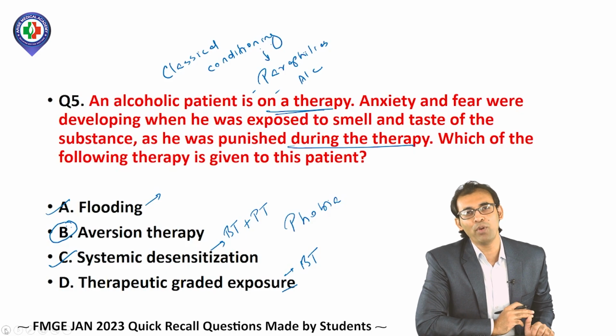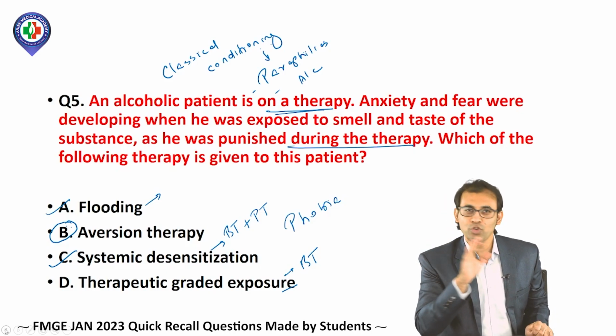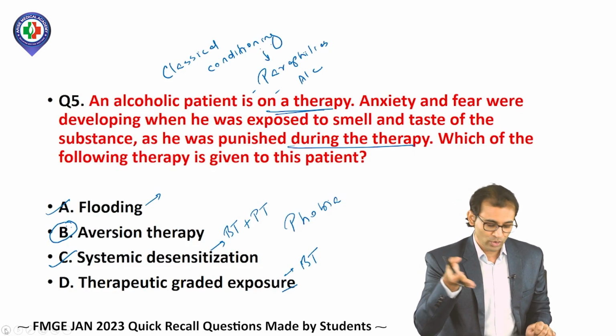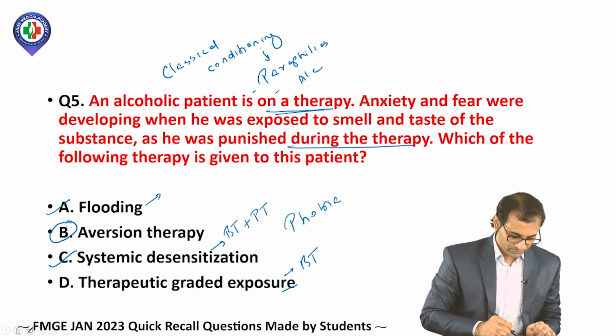So this is a type of what? Aversion therapy. Since we are giving punishment to the patient, socially this is not acceptable, but this is a kind of therapy. So this question came here. Answer is what? Aversion therapy.